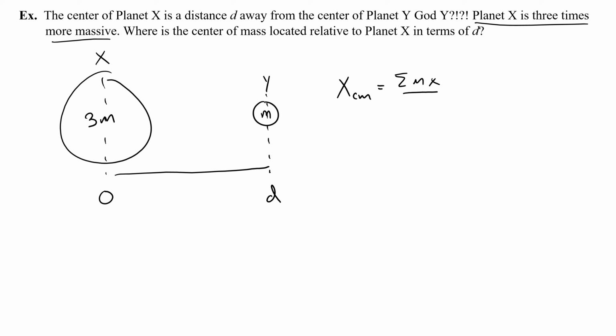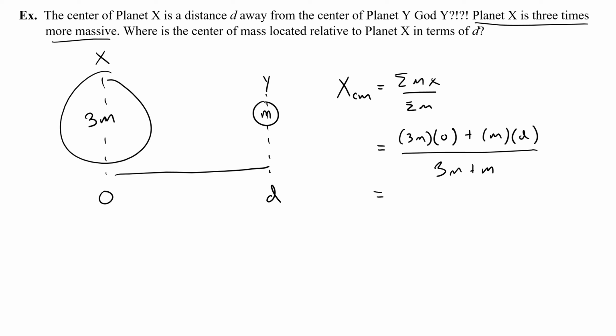So we've got mx over m. And so we'll do the mass of planet X first, 3m times its position. Oh, its position is 0, so maybe you see why that's a good idea. Then the mass of planet Y times its position, which is d. And I divide that whole thing by the total mass, which is 3m plus m. Obviously, there are some simplifications we can make here. 3m times 0 is 0, so I've got md on top. And on the bottom, I'm going to have 4m.